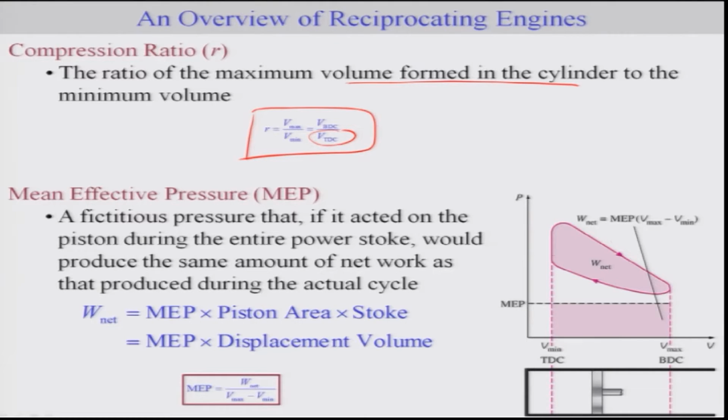If this is the complete cycle, the corresponding work is W net. Now this W net can be written as some fictitious pressure multiplied by the difference in the volume. So that is what we are referring to as effective pressure in the system. Looking at the formulation, W net is MEP multiplied by displacement volume, and hence MEP is W net divided by the difference in the volume, V max minus V min.